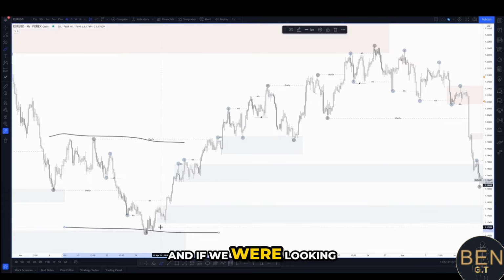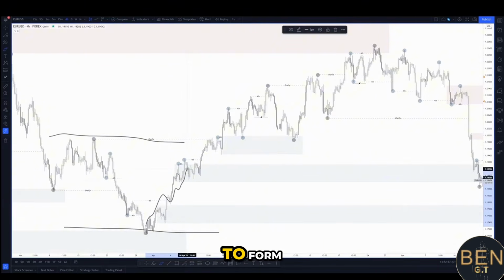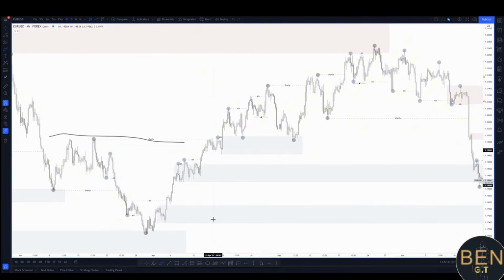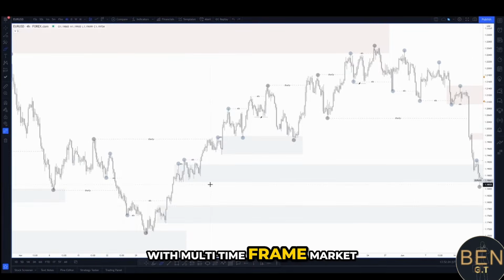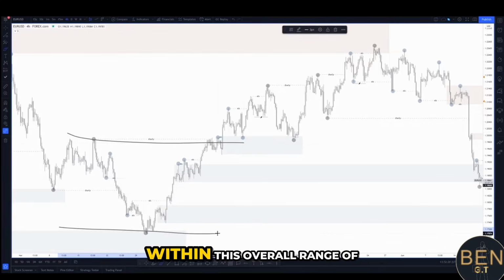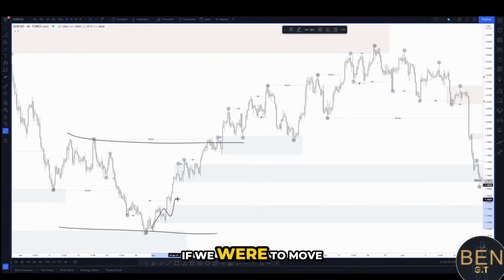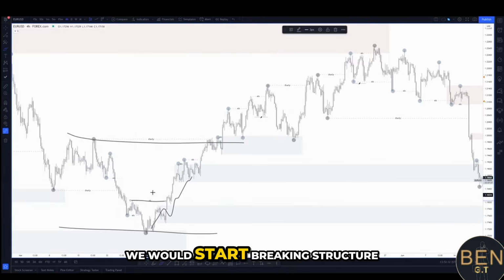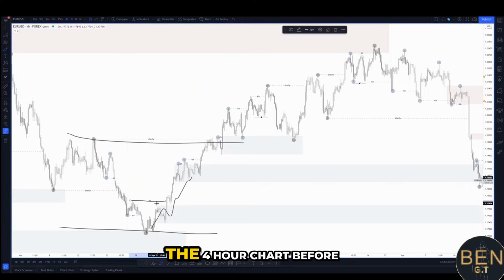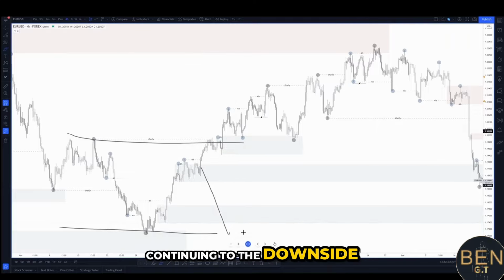And if we were looking for a continuation to put in a lower low once more, we'd be waiting for price to form some sort of lower high and then continue to the downside. And as we know with multi-time frame market structure, on the 4-hour, if the daily is to remain bearish within this overall range of price, if we were to move to the upside, we would start breaking structure to the upside, creating higher highs and higher lows on, say, the 4-hour chart before continuing to the downside.